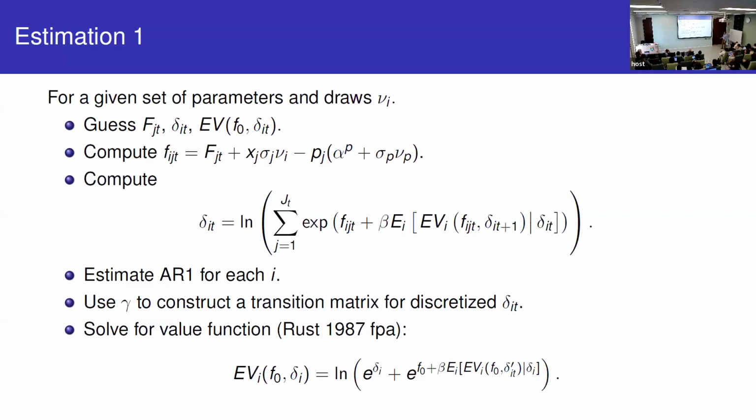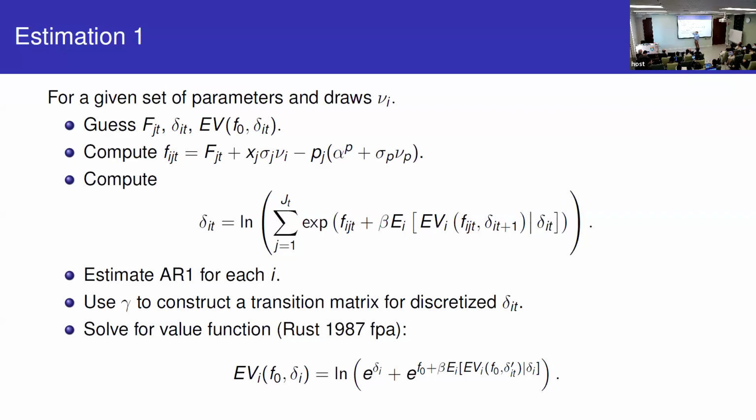So I'm going to start with my guess of mean utility. I've guessed my parameters so I can construct flow utility for each consumer type. Then I can construct the inclusive value, this delta_i,t. So if I have 50 draws of consumers and I have 83 periods, which is what I have, monthly data, then I'll have 50 sequences of these mean utilities, 83 periods long, and I'll compute a separate AR(1) for each of the 50 draws of consumers.